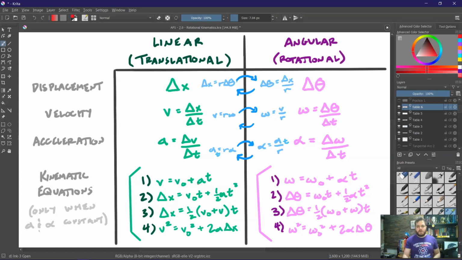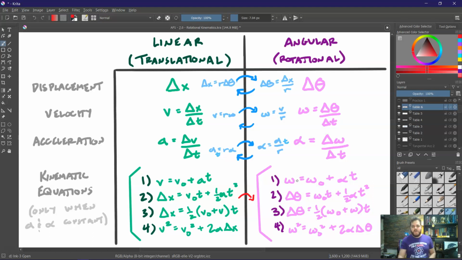So you knew all of these in the linear regime. These are the equations that are in your notes. I can now move to the rotational forms of the kinematic equations by substituting v with omega, delta x with delta theta, and a with alpha. But the science is exactly the same.